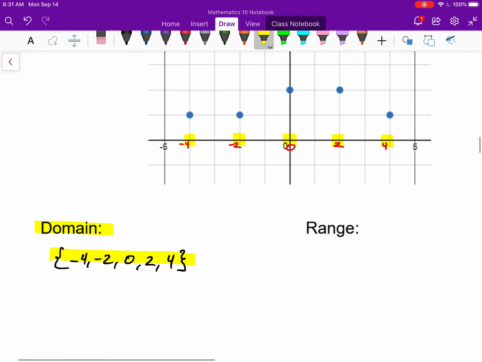Well, the range is the same idea. I just care about the outputs. So I just look at these points. All these points right here have a y-coordinate of 1. These 2 points here have a y-coordinate of 2, but not in between. So the numbers 1 and 2 are the only points in my range.